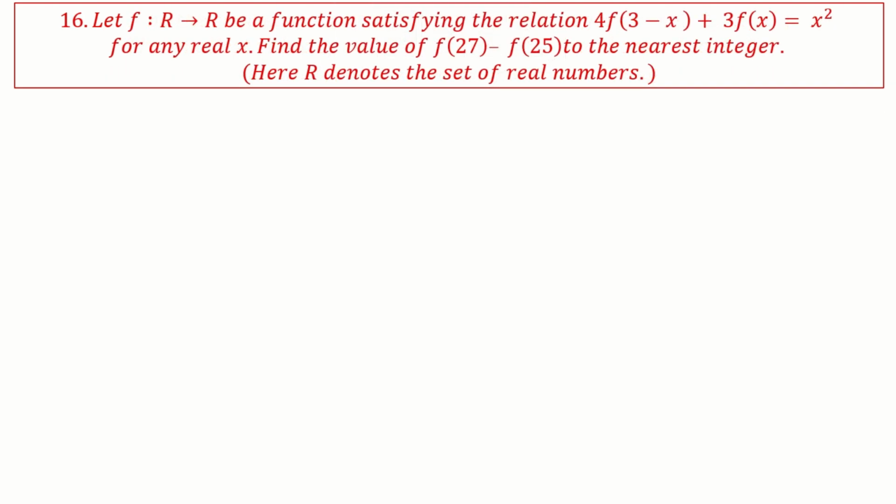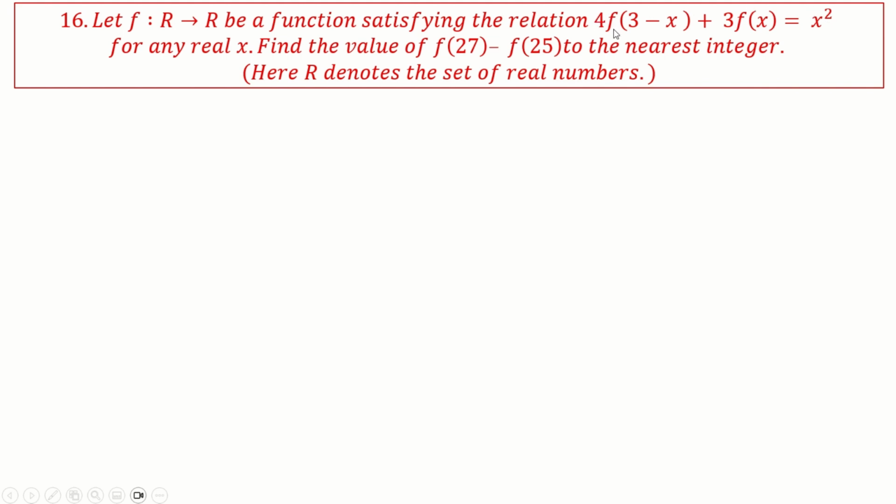F is a function from R to R satisfying the relation 4 times f of 3 minus x plus 3 times f of x equal to x square for any real x. Find the value of f of 27 minus f of 25 to the nearest integer.